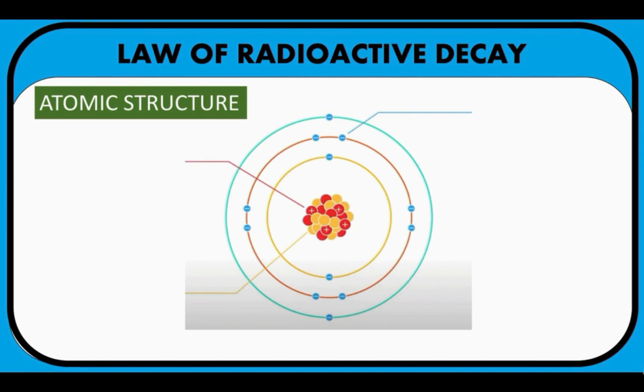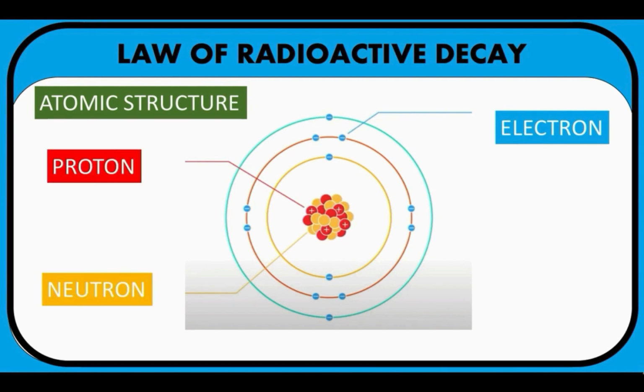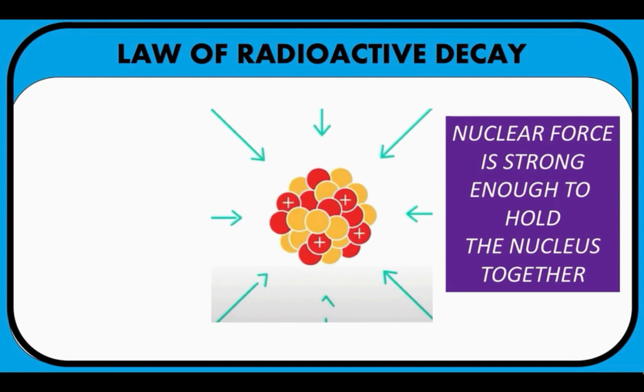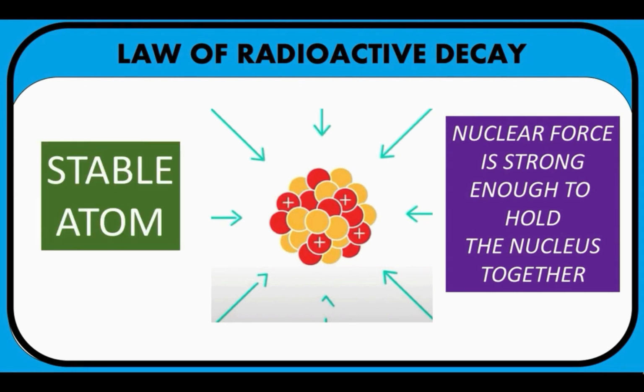At the middle is the nucleus, and surrounding the nucleus are electrons. Inside the nucleus are protons and neutrons. Protons are positively charged, electrons are negatively charged particles, while neutrons are neutral particles. The force that holds together the protons and the neutrons inside the nucleus is called nuclear force. And when the nuclear force is strong enough to hold this nucleus together, then we have a stable atom.